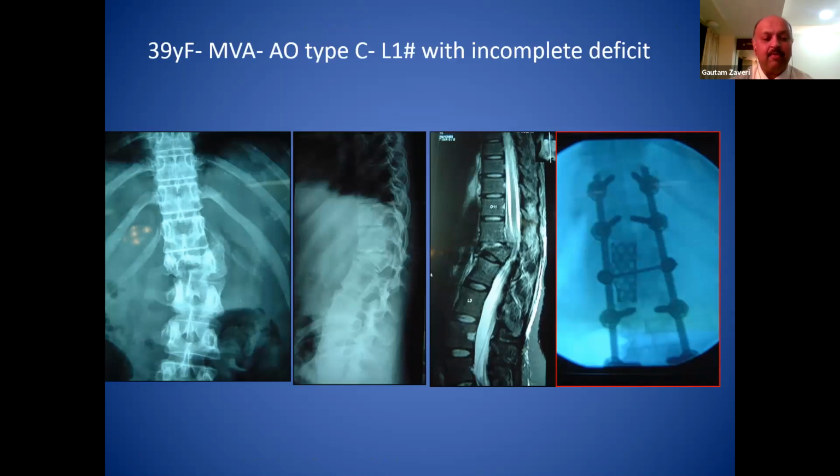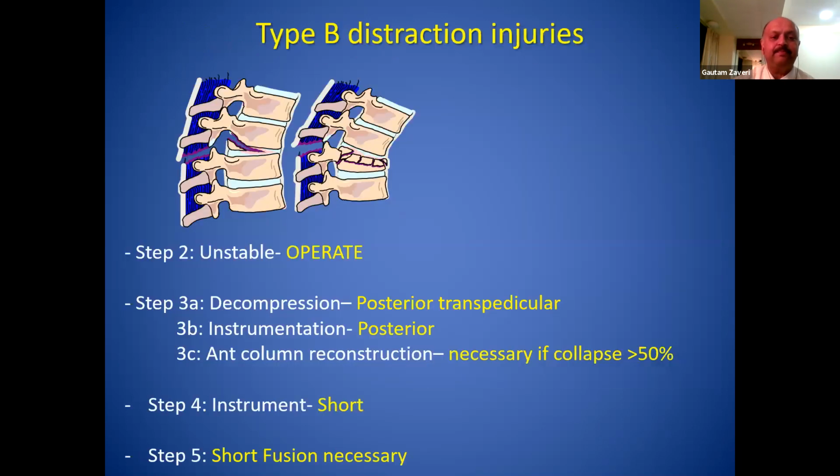Here is an example. You can see the lateral translation of the vertebral body, a rotational injury, where we have done a posterior approach, long fixation, and then an anterior column reconstruction.